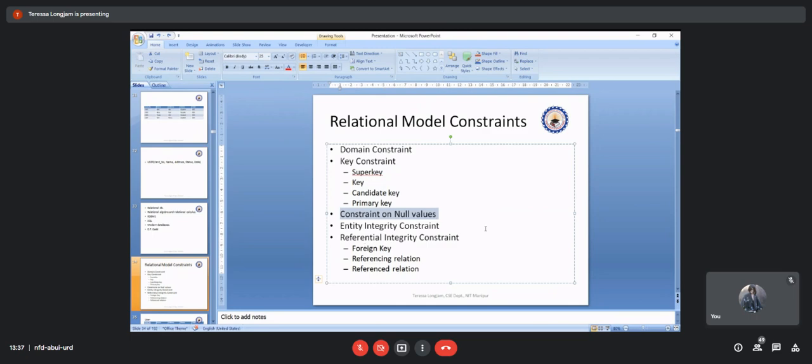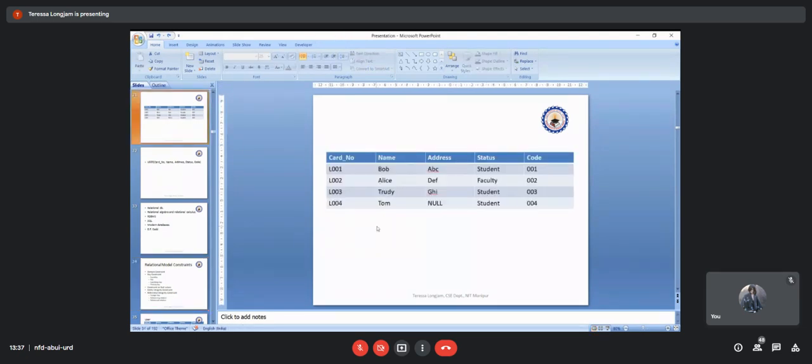The next thing is the entity integrity constraint. Entity integrity constraint means that the primary key of a particular relation cannot be null. So for example, in this particular relation, we can define this card number as a primary key, isn't it? There is more than one super key here. Card number is also a candidate key. Code is also a candidate key, isn't it? Because they can uniquely identify the tuples.